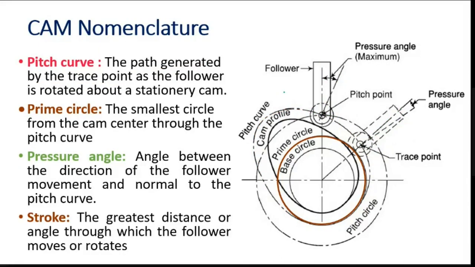And last, stroke. So the distance traveled by the follower, that one we call a stroke. For example, this follower is moving upward and then moving downward. The maximum distance covered by this follower, that we call a stroke. Maybe you can correlate this with your IC engines. When the piston moves from TDC to BDC, that is one stroke. Similarly, here the follower moves from top to bottom, and that we call a stroke.